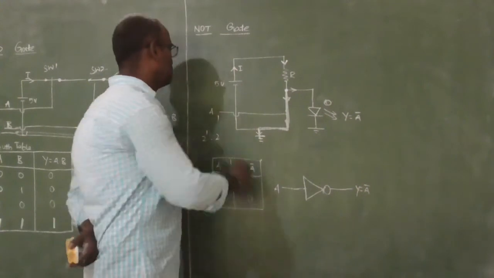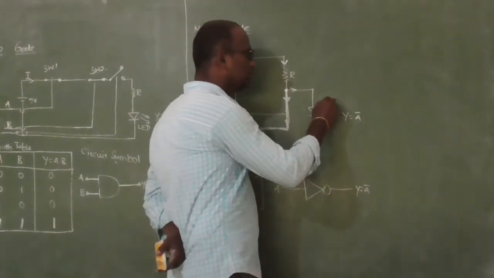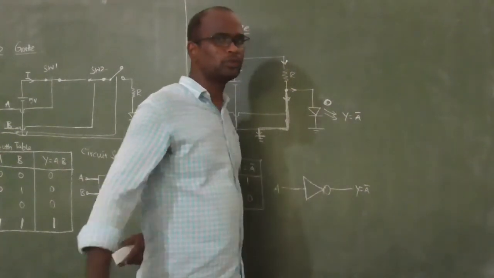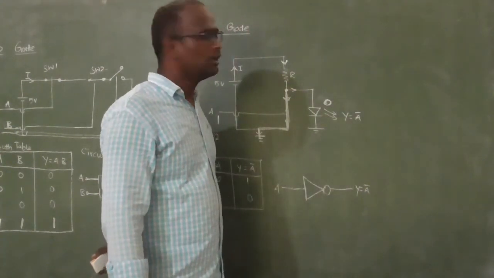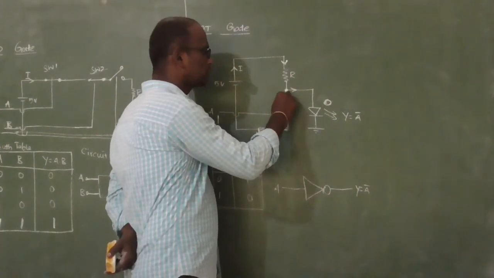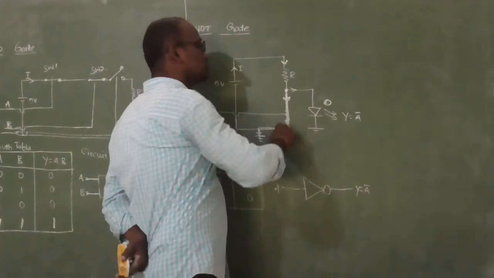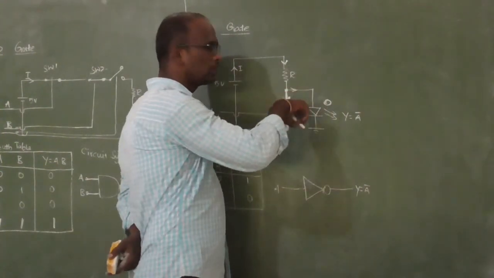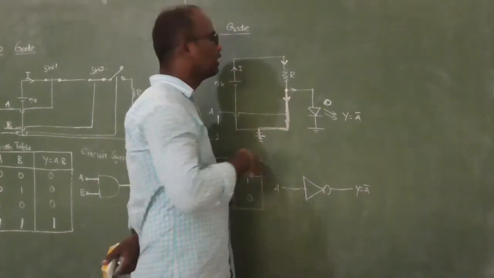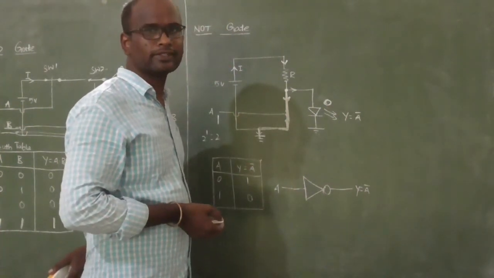Understand? So if we give logic 1 at the input, we are getting logic 0 at the output, according to the closed path provided by the switch to the ground. Understand? So all the current goes to ground and there is no current for the LED, so that the output is in logic 0 condition, as we already understand.